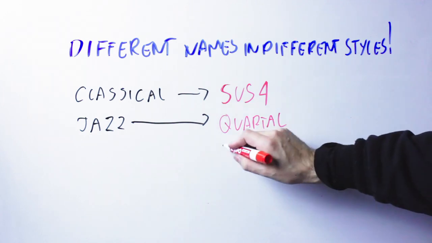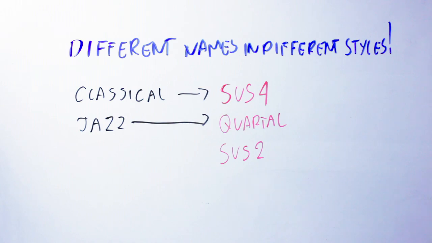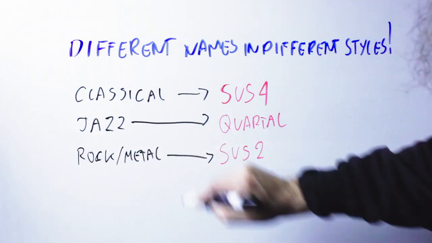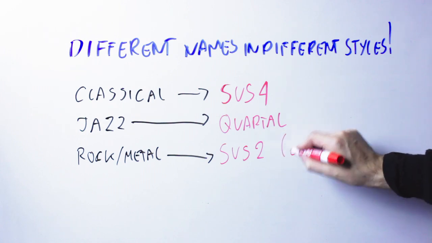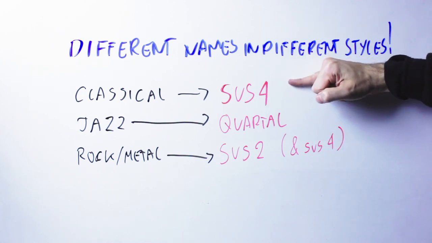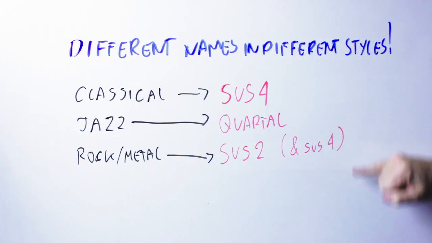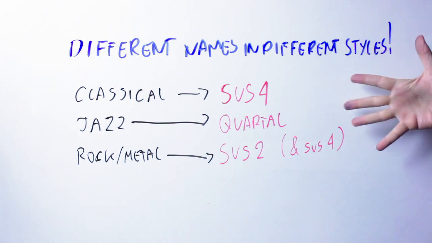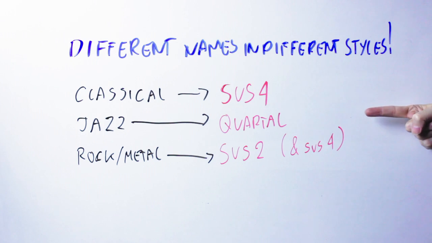The suspended second name is less used in classical and in jazz. It's a bit more common in modern rock and metal. Of course, in modern rock and metal, we also talk a lot about suspended fourth chords, so it's not the most common name, but it's used much more in, let's say, more recent and modern music as opposed to classical music or jazz. And again, I do not mean to say at all that musicians in a style do not know about those names, and definitely your experience could be different than mine, but in my experience, Sus4 is more used in classical as a name, quartal is more used in jazz, and suspended second is more used in modern rock and metal.